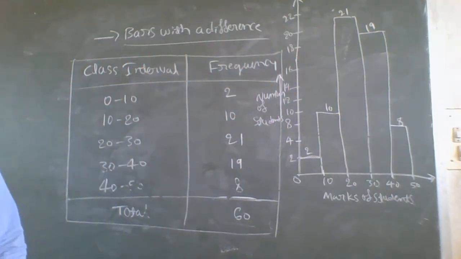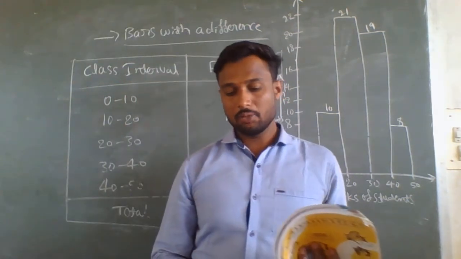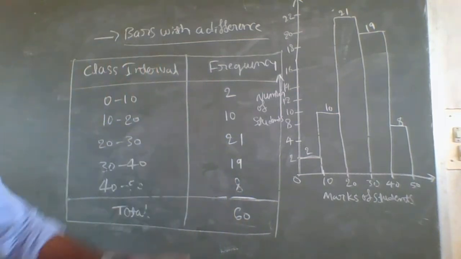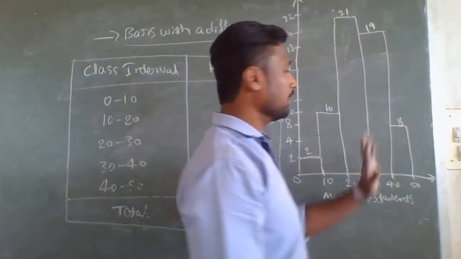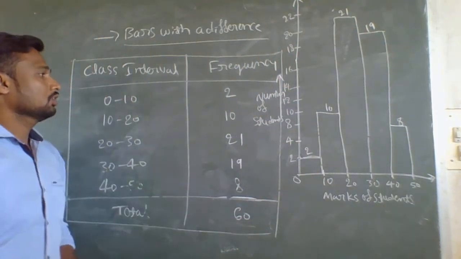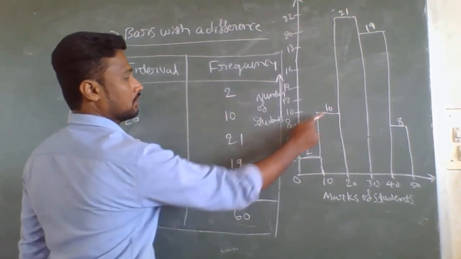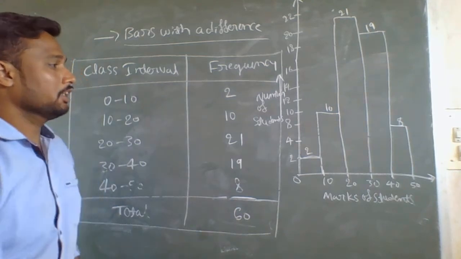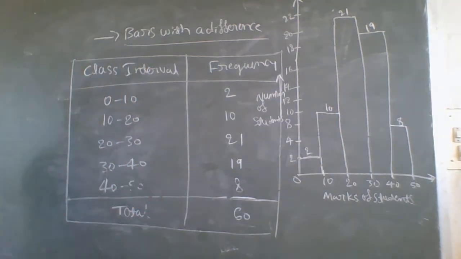So now, what have they given here? The height of the bars shows the frequency of the class interval. So the heights of the bars are 2, 10, 21, 19 and 8. What does this show? The frequency of the class interval.